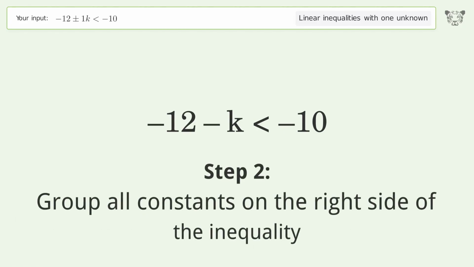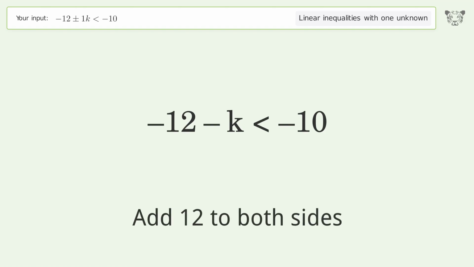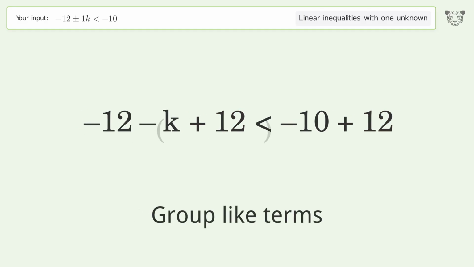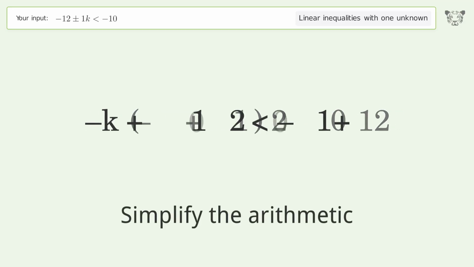Group all constants on the right side of the inequality. Add 12 to both sides. Group like terms. Simplify the arithmetic.